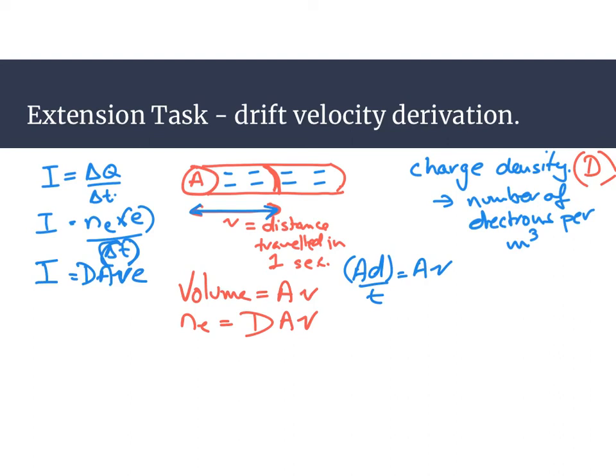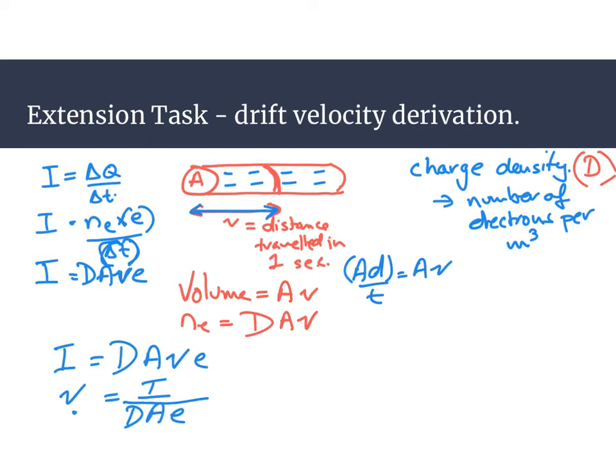Now, the equation we have is current is equal to the charge density times the cross-sectional area multiplied by the drift velocity times the elementary charge. In this particular case we were interested in finding the drift velocity. So the drift velocity is equal to current divided by the charge density, divided by the cross-sectional area, divided by the elementary charge. And that would give us the speed at which an electron is moving.